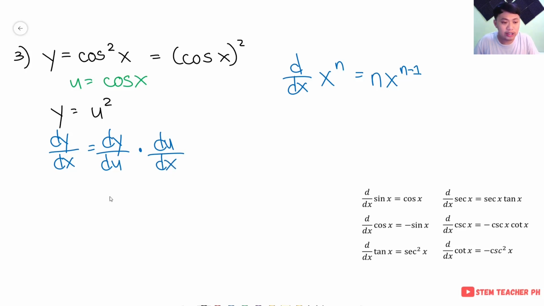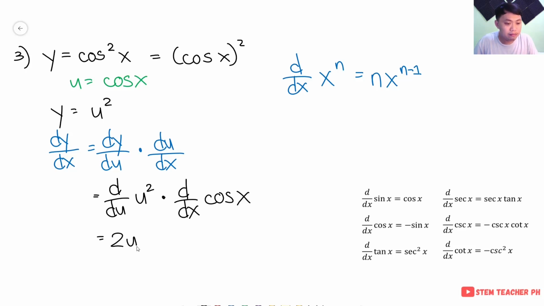Now we continue, this is equal to derivative with respect to u of our y that is already equal to u squared. Ito yung kukuhanan ng derivative using power rule, and then imumultiply siya sa derivative with respect to x nung u natin that is already equal to cosine of x. Then we apply, pwede na siyang kuhanan ng derivative, power rule, ibababa. So this is equal to 2 times u. Tapos bawasan ng isa to, so this is 2 minus 1, u raised to 1 or simply equal to u. And then multiplied to, ang derivative ng cosine of x is just equal to negative sine of x. So this is multiplied to negative sine of x.